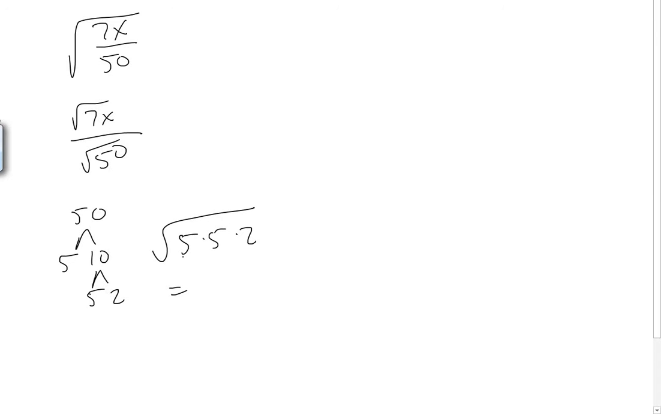These 2 5s bring a 5 to the outside. If I were to multiply by a square root of 2, then a 2 would come out as well. So multiplying top and bottom by the square root of 2, I get the square root of 14x over the square root of 100, which is just 5 times 2, which is 10.